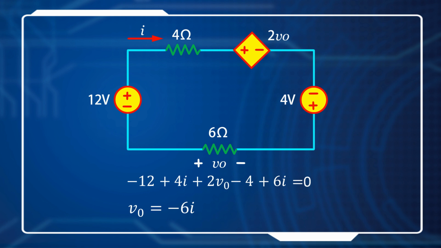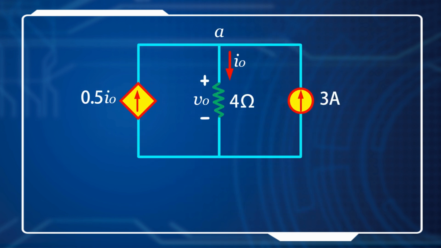Finally, we can calculate I and VO, and we get I equals minus 8 amperes, and VO equals 48 volts. Now another example. Find current IO and voltage VO in the circuit.